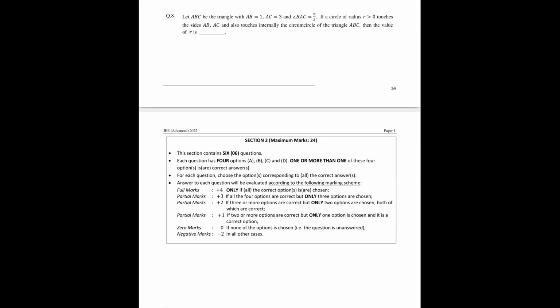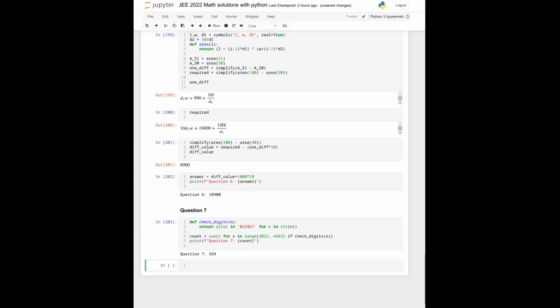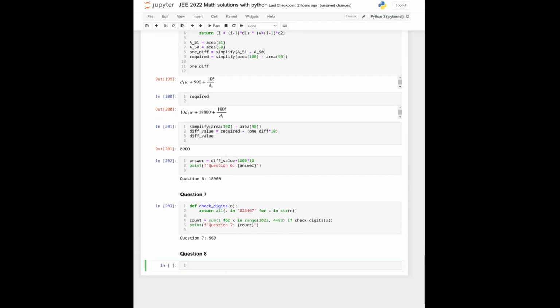Question 8. This question is based on the circumcircle of a triangle. Honestly, geometry problems are hard to do with SymPy, although SymPy has methods to find circumcircles for polygons. We can simplify this problem by assuming A is at the origin. Then both sides will be on the x and y axis. The radius be small r. This is what we need.